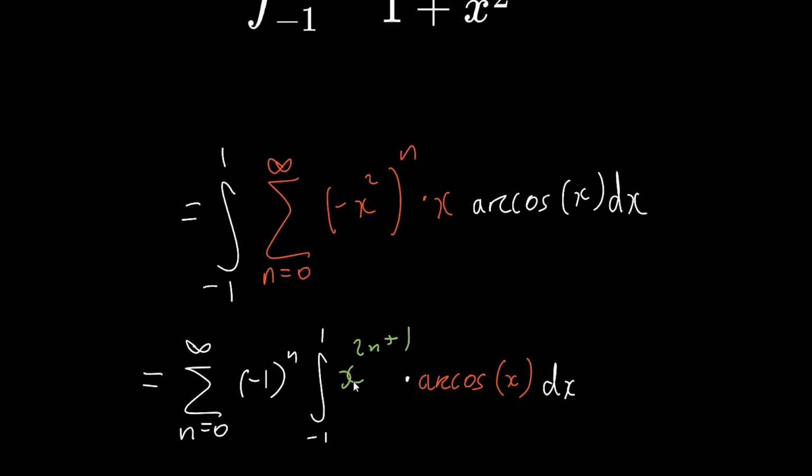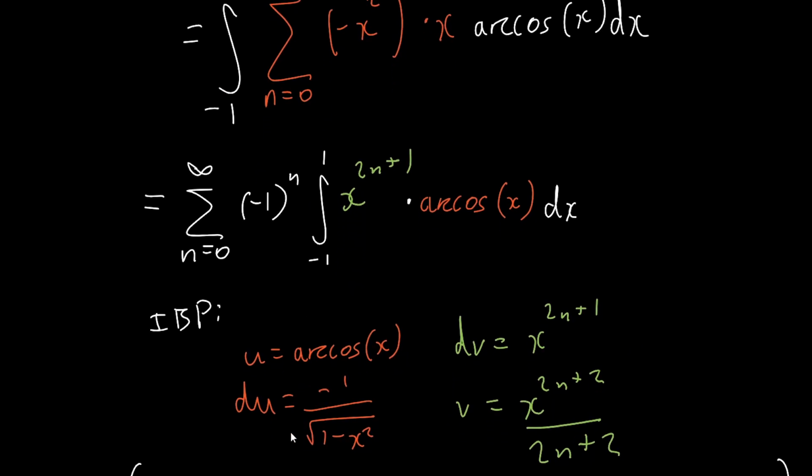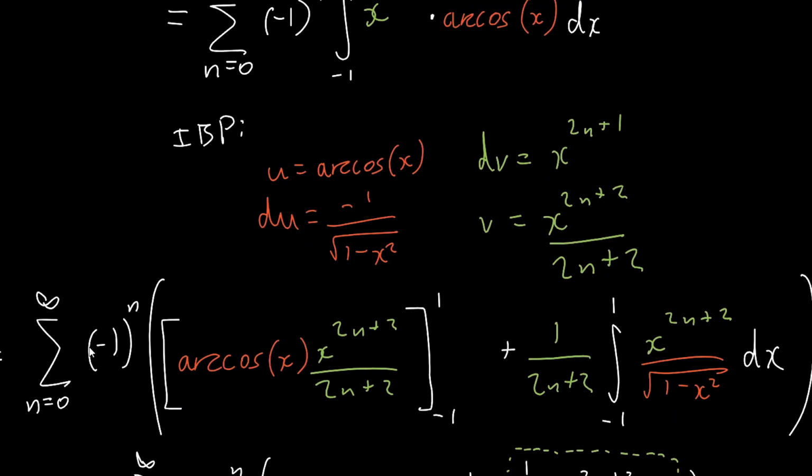And now we just have the integral between minus 1 and 1, x to the 2n plus 1 times arc cos x. So here we can use integration by parts. We can say u equals arc cos x, du equals minus 1 over square root 1 minus x squared, dv equals x to the 2n plus 1, and v equals x to the 2n plus 2 over 2n plus 2. So now we just end up with this series here. We have sum from n equals 0 to infinity, minus 1 to the n, and then we want to evaluate arc cos x, x to the 2n plus 2 over 2n plus 2 between minus 1 and 1.